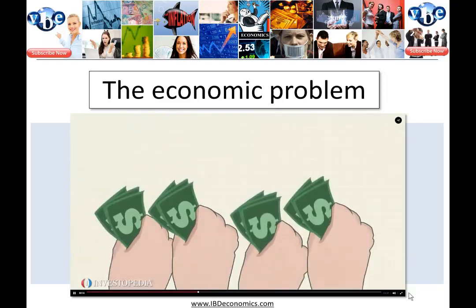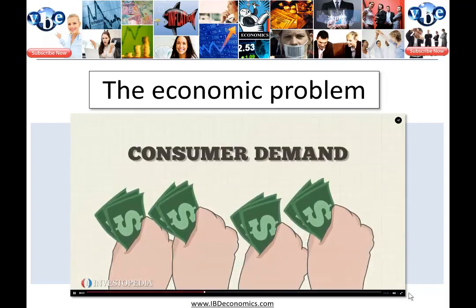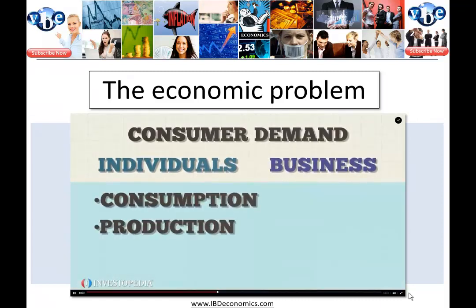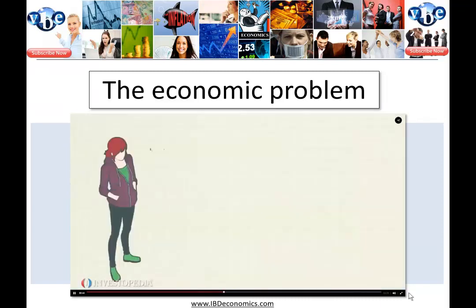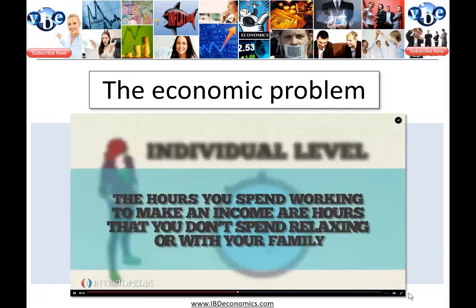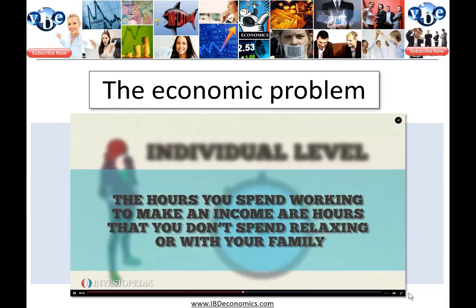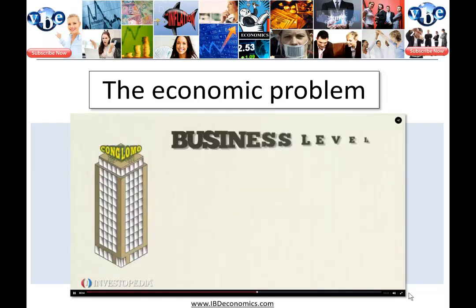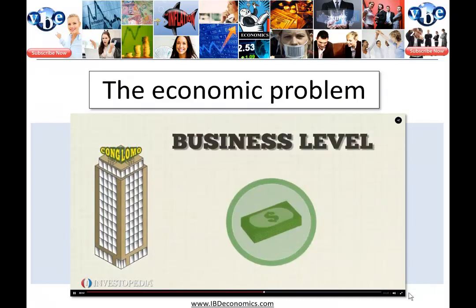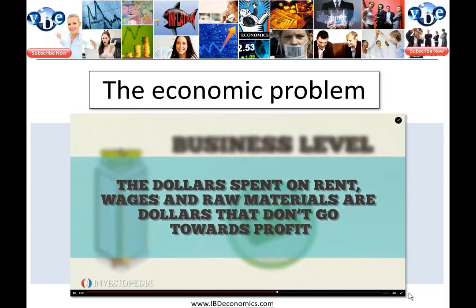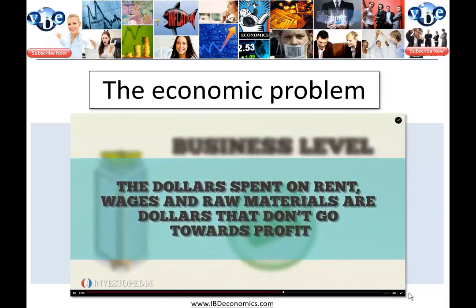It is an important concept for the study of consumer demand and how individuals and business make consumption, production, and investment choices. At the individual level, time is an example of a scarce resource. The hours you spend working to make an income are hours that you don't spend relaxing or with your family. At the business level, money is an example of a scarce resource. The dollars spent on rent, wages, and raw materials are dollars that don't go towards profit.